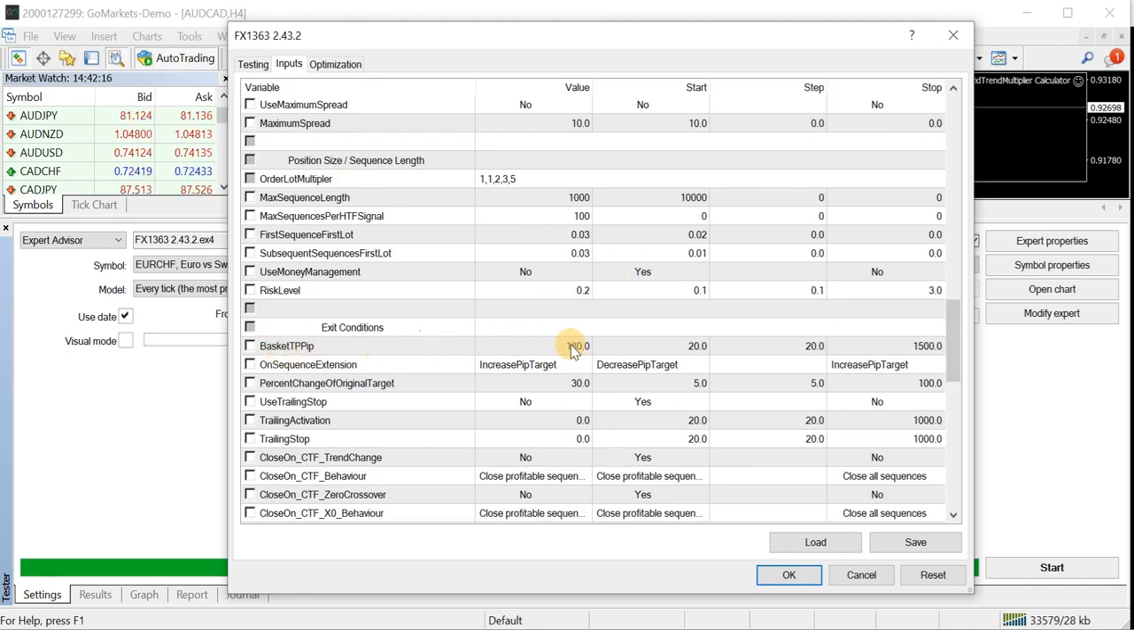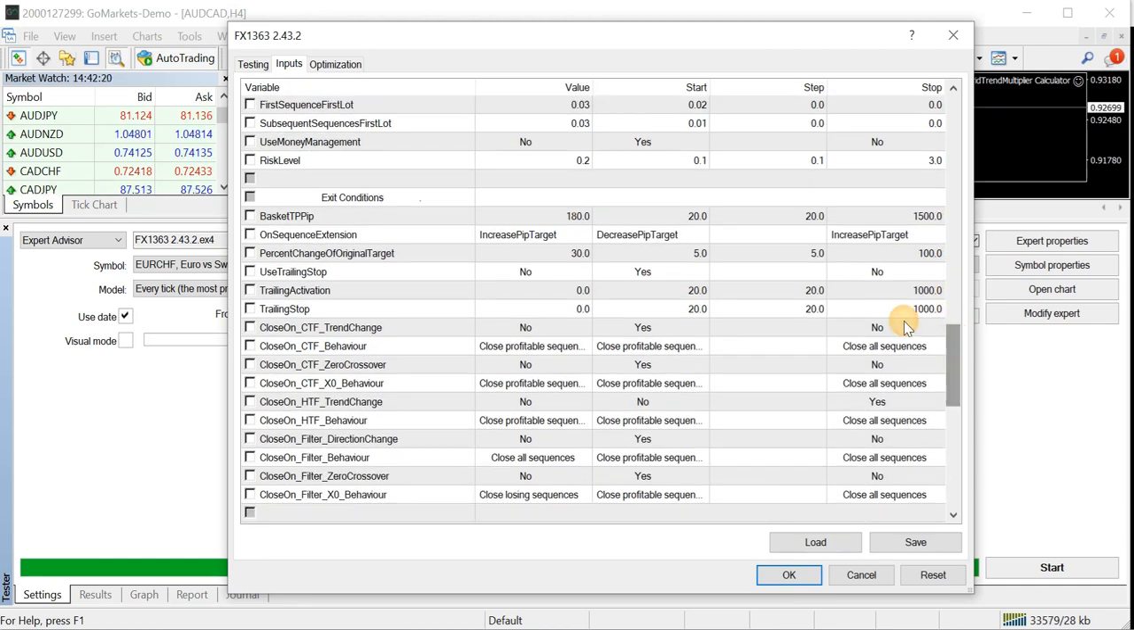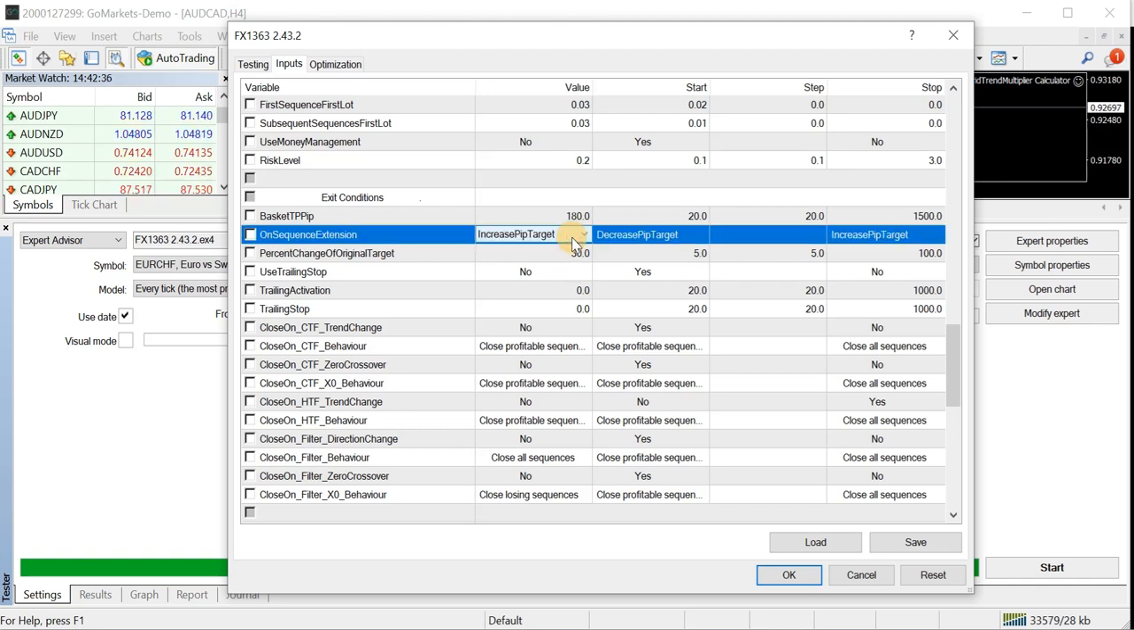My basket take profit is 180 pips for all pairs. Increase the profit target by 30%. That basically means if I take more than one trade in a sequence, so there's 2 trades, 3 trades, every time I add more trades, it increases the profit target. I can either increase it, decrease it, or maintain it.